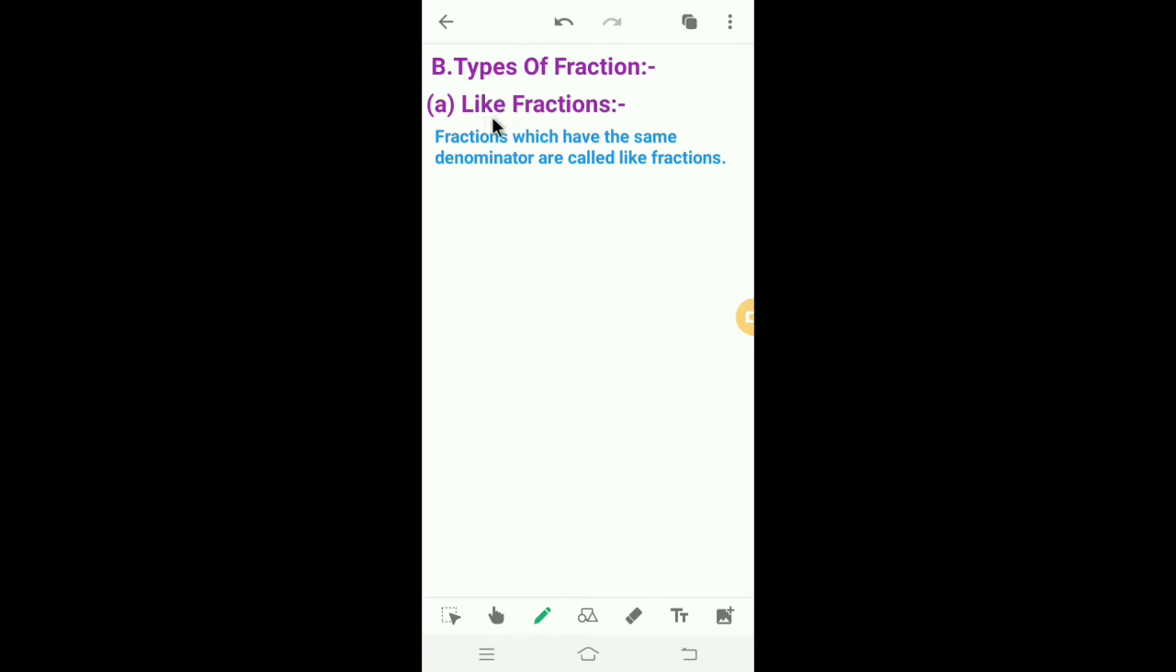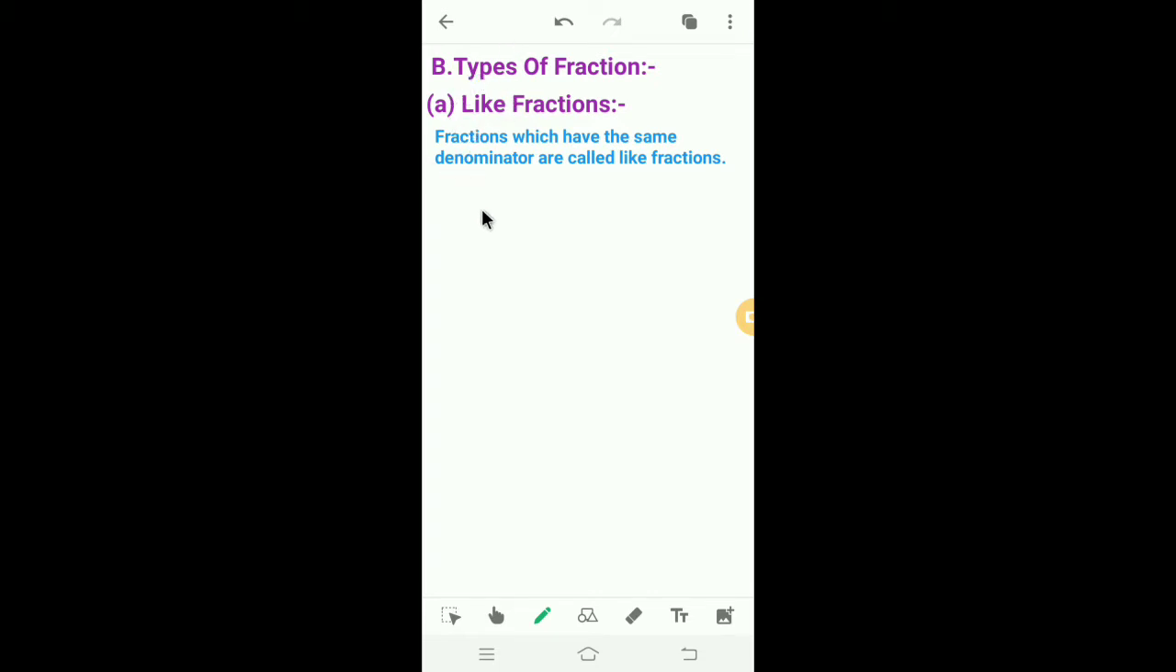In that, the first type is like fractions. What are like fractions? Fractions which have the same denominator are called like fractions.